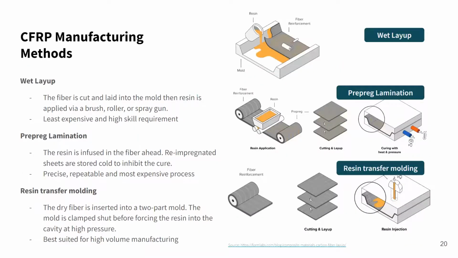For CFRP manufacturing, there are 3 major commercially used methods: wet layup, pre-preg lamination, and resin transfer molding. Wet layup is easy and least expensive, but has a high skill requirement. Pre-preg is used for high precision applications, but considering our application, we would recommend resin transfer molding, which is best suited for high volume manufacturing, where the dry fiber is inserted into 2 mold parts and the resin is injected just while shutting the clamp. This way it is quick and easy to produce high volumes.